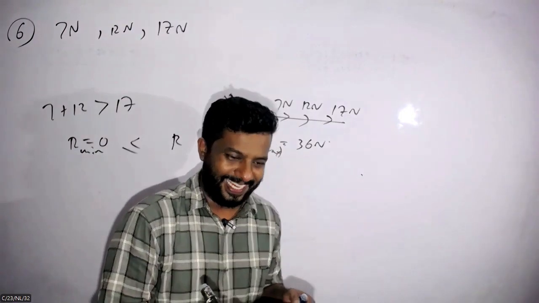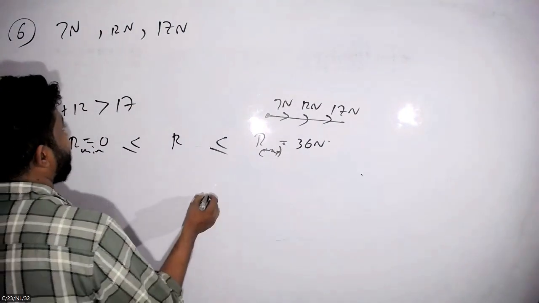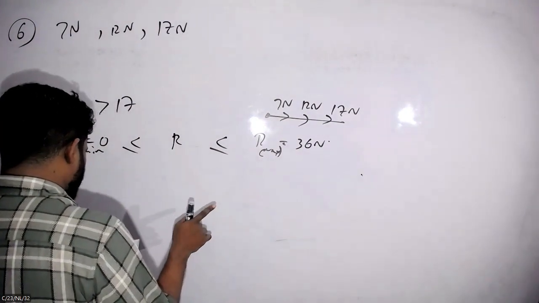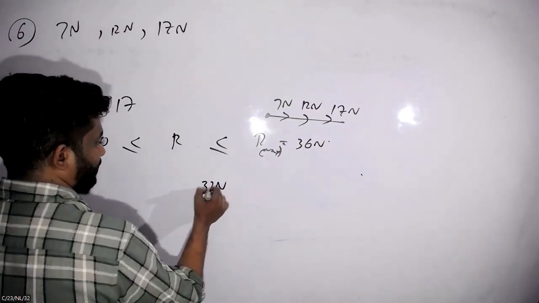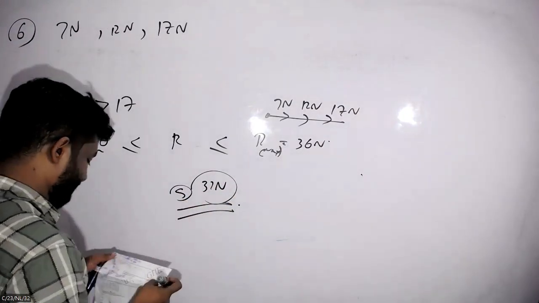You cannot obtain 37 Newton. You cannot obtain 37 Newton. Fifth one is the answer. We cannot obtain this, children. Right?